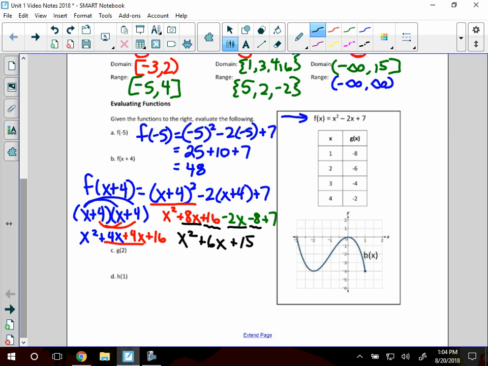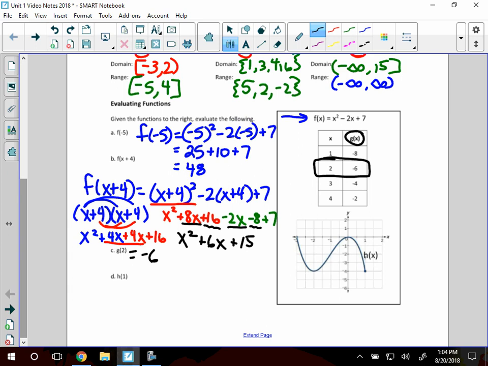All right, part C, g of 2. So I need to go to the g function, which I can see is in the table. So that's saying that the x value is 2. Here's where I see an x value of 2. So the answer here is the y value. That's negative 6.